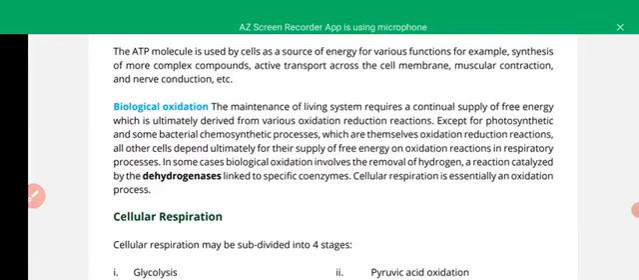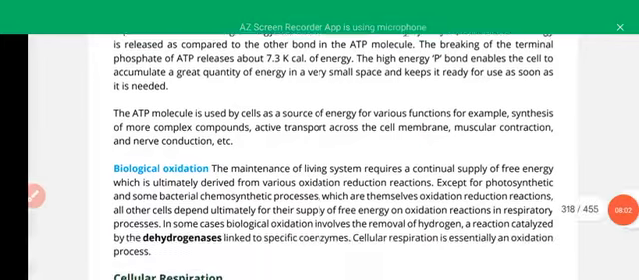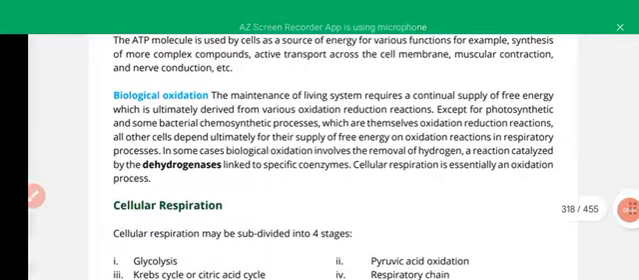We need energy in biological systems, and there are various types of oxidation, such as the addition of oxygen to other compounds. Removal of hydrogen is also an oxidation process, and cellular respiration is essentially an oxidation process. It is the most important topic and is often asked in MCQs in MDCAT. So you have to study it.